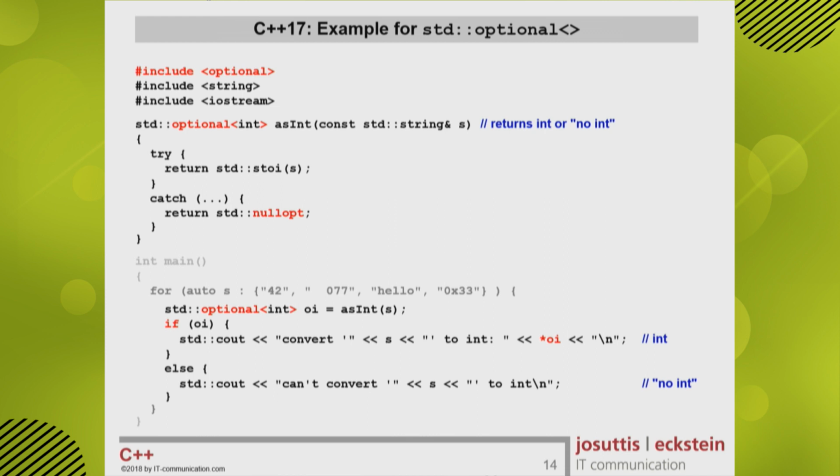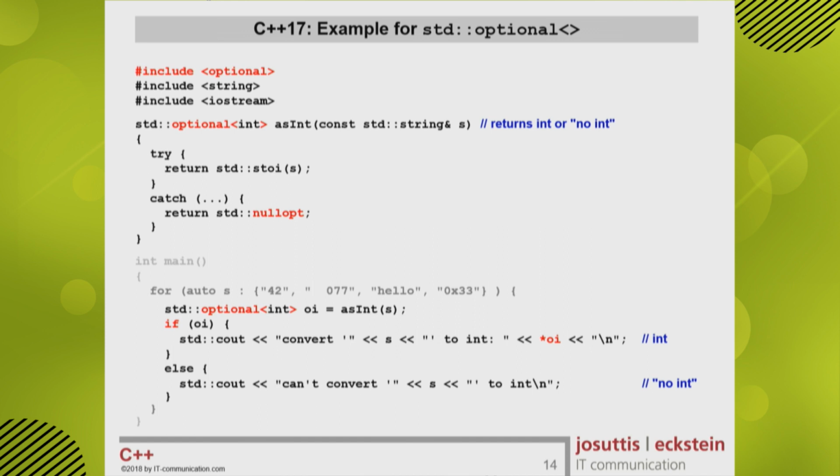I do this in a function that takes a string and tries to convert the string into an integer. It might work, it might not, depending on the value of the string. If the string starts with numeric digits, it will work. If not, it will throw an exception. So that's what we program here. We try to call stoi, which is a standard function of C++11, and if we get an exception, we return nullopt.